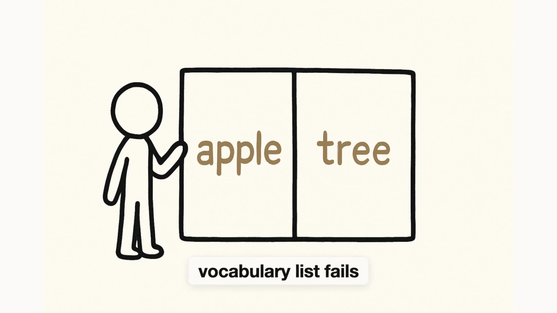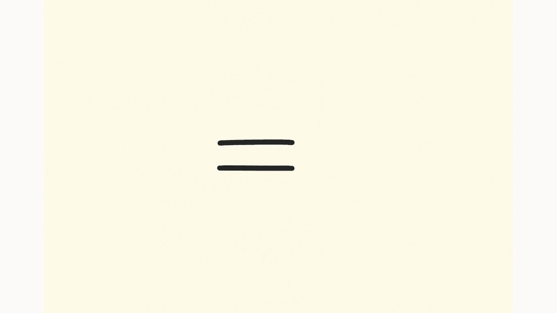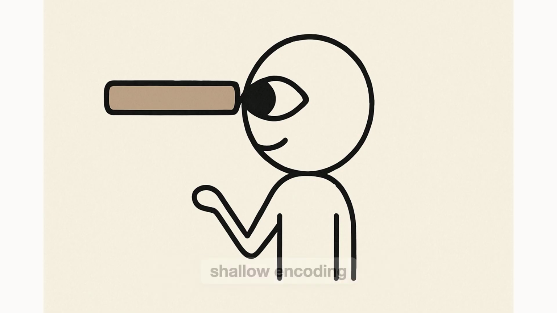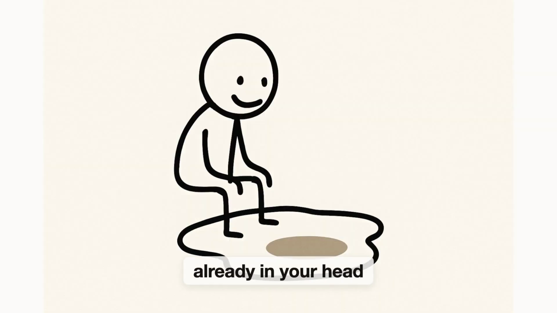Start with why a vocabulary list fails. Gato equals cat is 2 symbols on a line, joined by nothing but an equals sign. To your memory system, that's what researchers call shallow encoding. The word enters through the eyes, gets processed on the surface, and never links to anything already in your head.